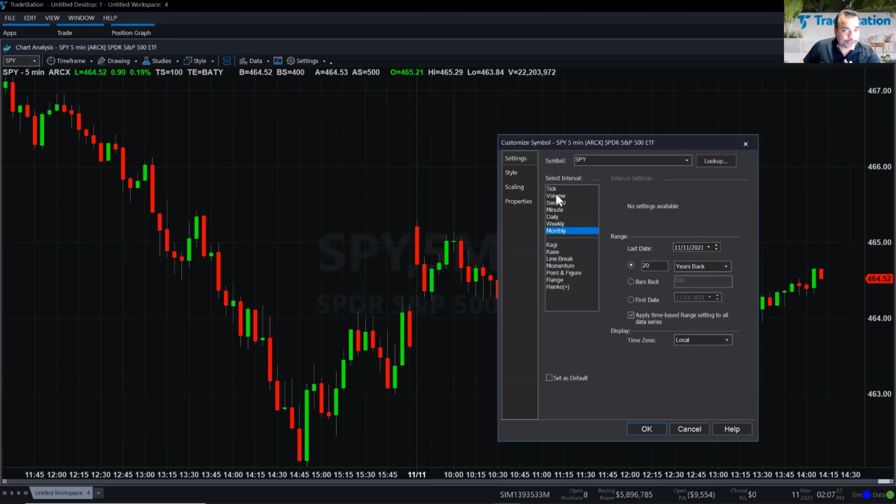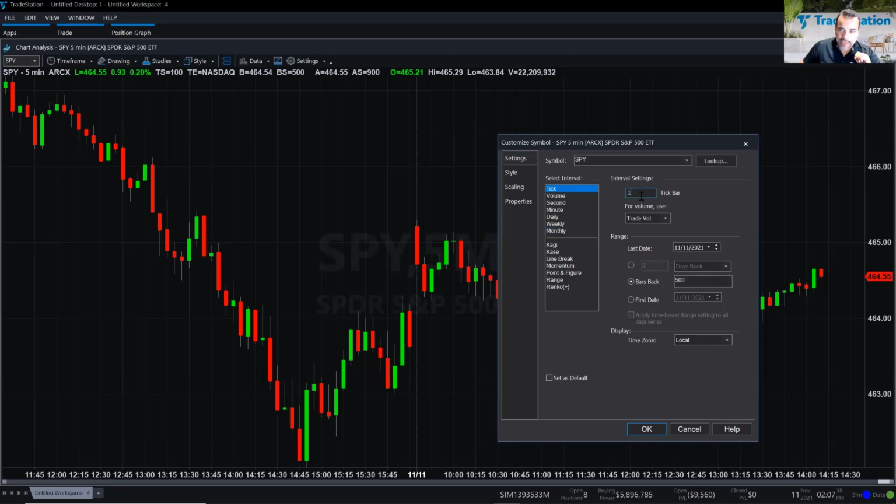Above that, you have 2 that are volume-based. So we're not really taking into consideration time. We're not really taking into consideration price. We're just looking at volume. We have the ones that are based on tick.